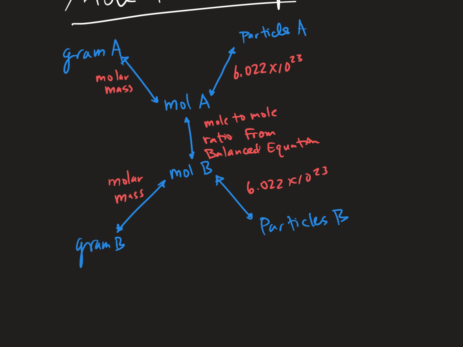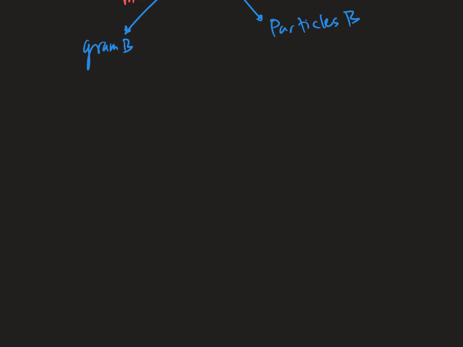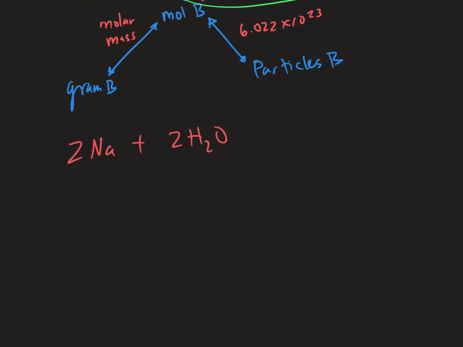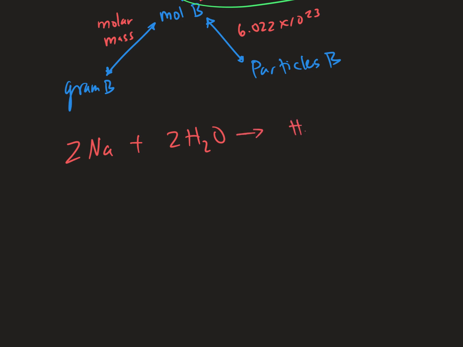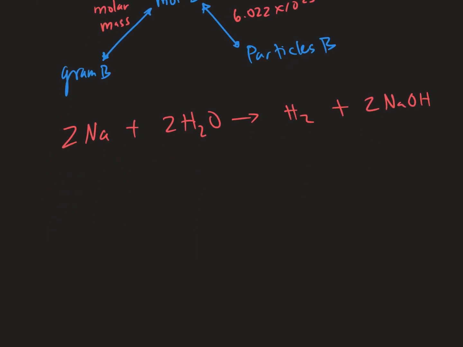All right, so let's talk about this right here. Mole to mole ratio from the balanced equation. So I'm going to write this equation again. We had 2Na plus 2H2O. Is that what we had? Yeah. Gives us H2 plus 2NaOH. Is that what we had? Yeah, okay.